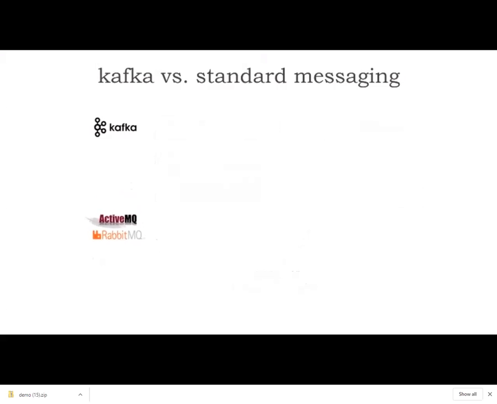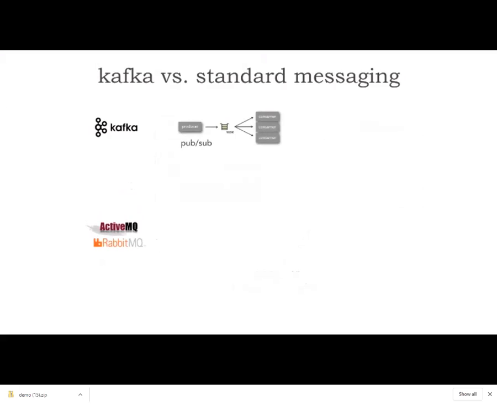Now, the other core difference that I want you to be aware of between Kafka and standard messaging is the kind of topology supported. Kafka only supports a publish and subscribe type of topology. That's where the producer sends a message across a stream to a topic within Kafka that is then consumed by different consumer groups.